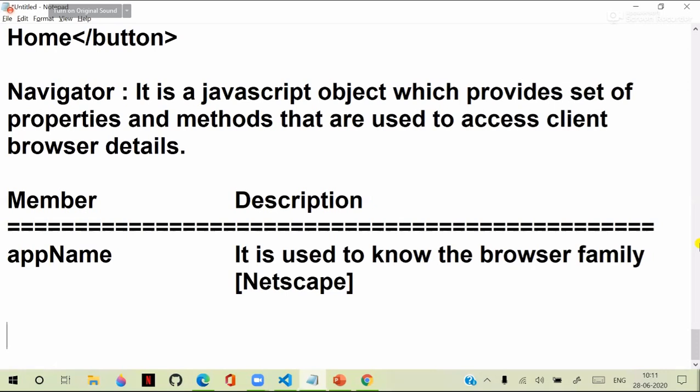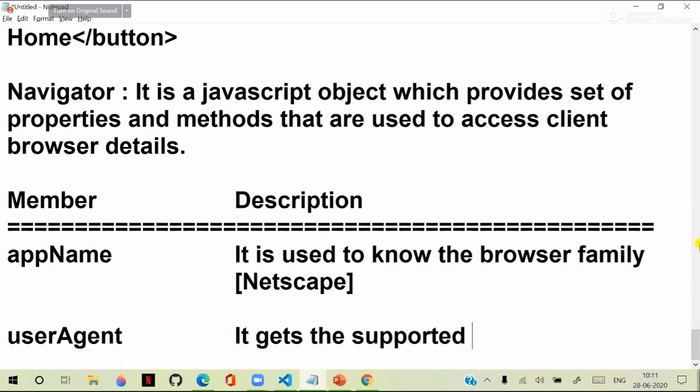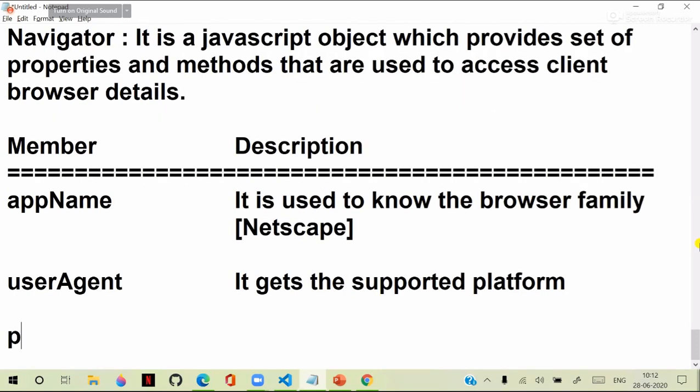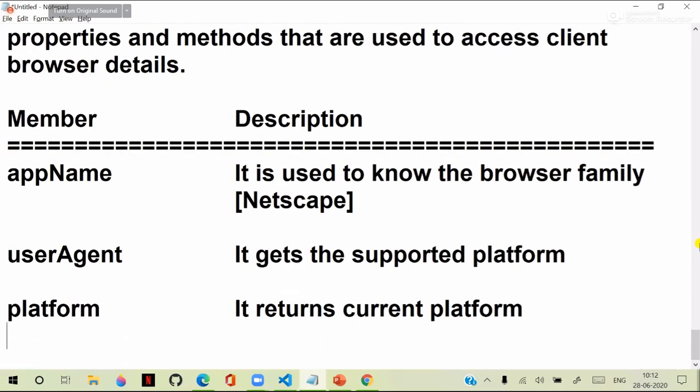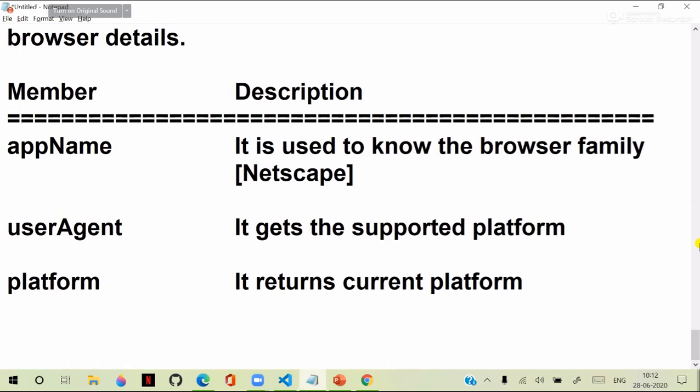Similarly, we have userAgent, which gets the supported platforms. Similarly, platform returns the current platform. Current platform means which operating system platform they are using. Is it Windows? Is it Linux? Whether 32-bit or 64-bit, all such platform details will come. So we can get those details by using navigator.